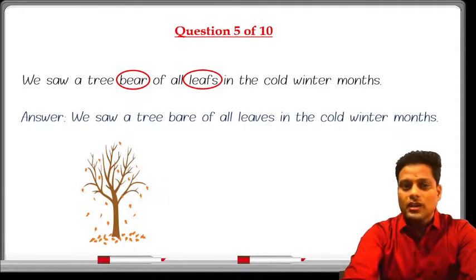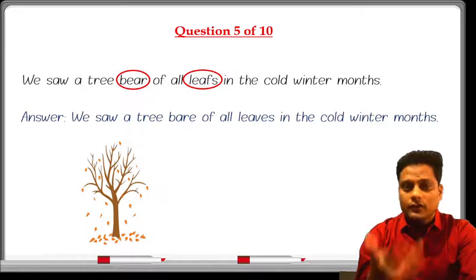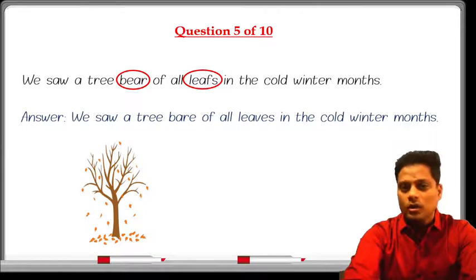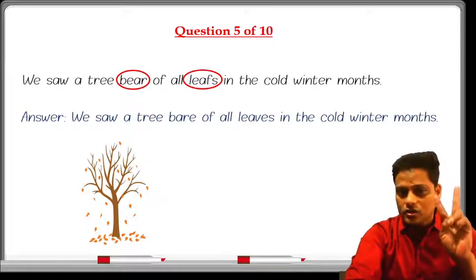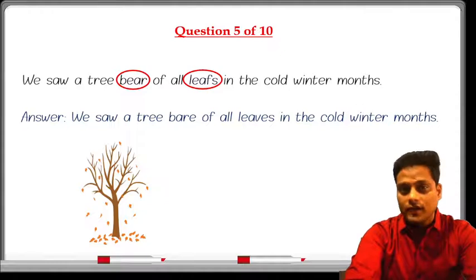We saw a tree, bare, B-A-R-E. And the plural of a leaf is not leaves, it's leaves, L-E-A-V-E-S. Again, give yourself that 1 full mark only if you spotted both the errors. If you just spotted one, kindly and very honestly deduct half a mark.